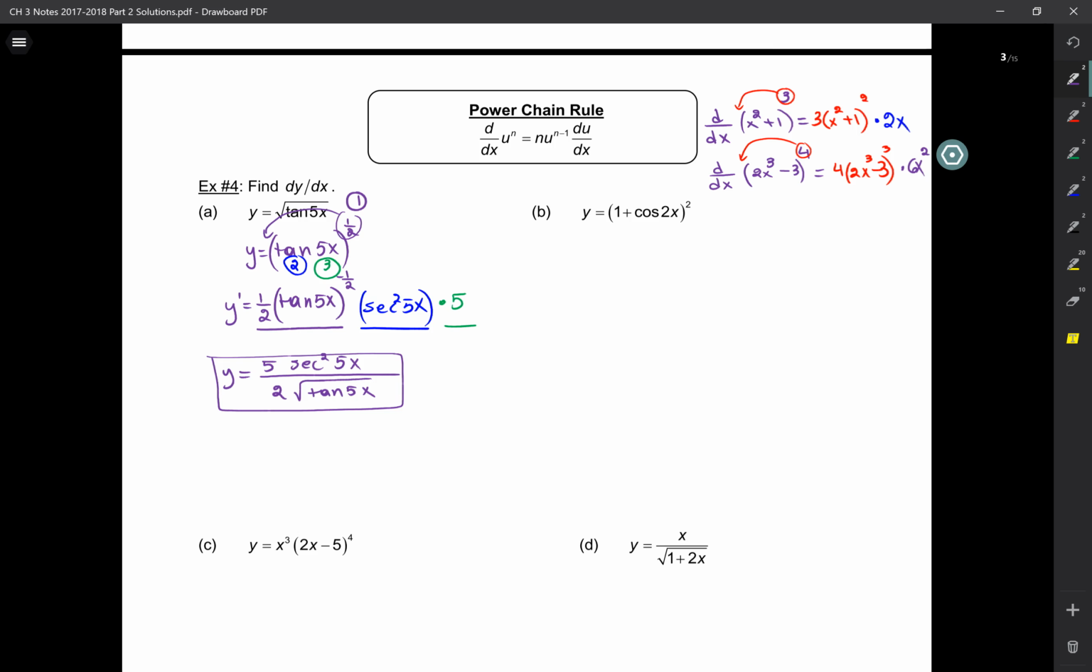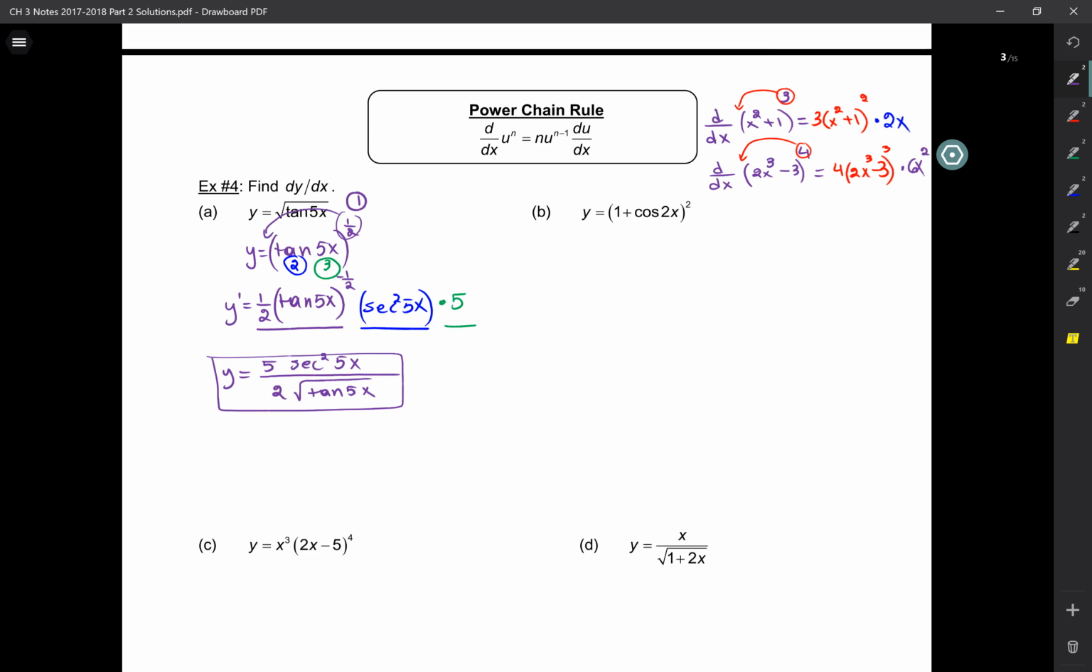I don't understand. Why did you bring the root to the bottom? Because it was tangent 5x to the power of negative 1/2. You see there's a negative 1/2 there. Negative exponents means if they're on top, they got to go to the bottom. If they're on the bottom, they got to go to the top. So the fact that it's a half means it's a root. The fact that it's a negative half means it's a root on the bottom.